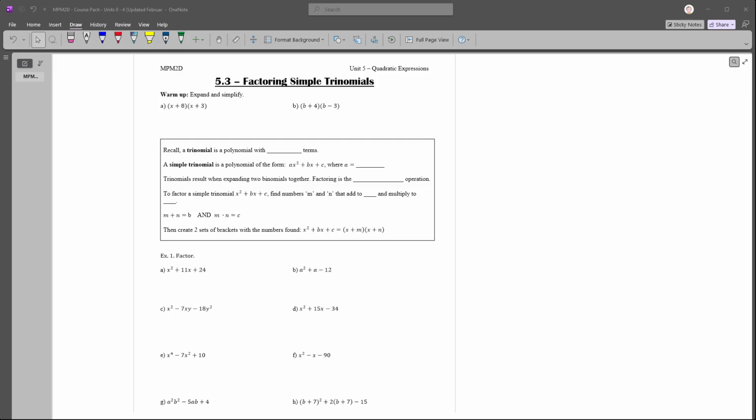Now look on the left-hand side here. We see this expression (x + 8) multiplied by (x + 3). And we're going to expand and simplify. So we're going to go way back to 5.1 for now. So let's go through here.